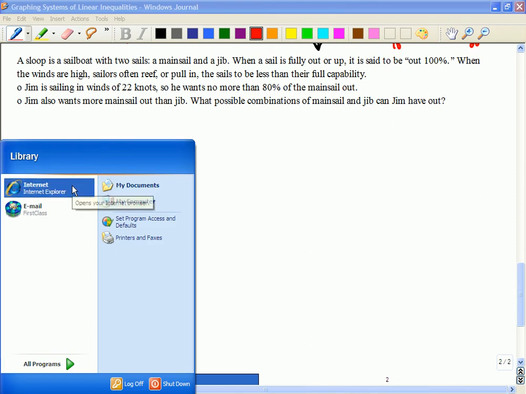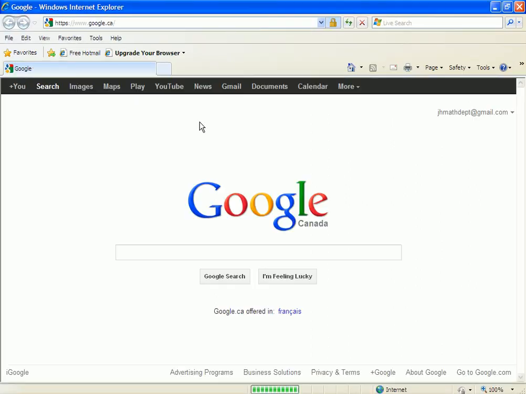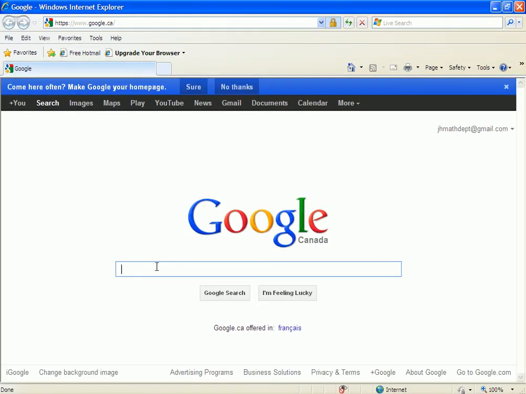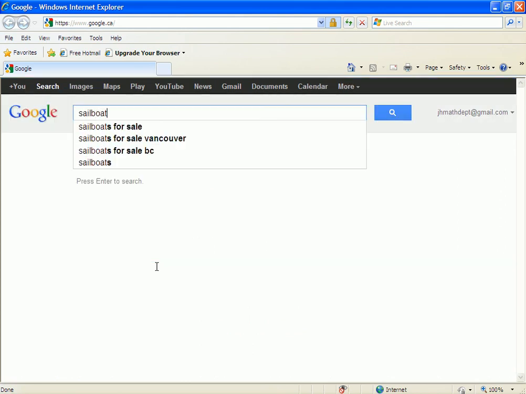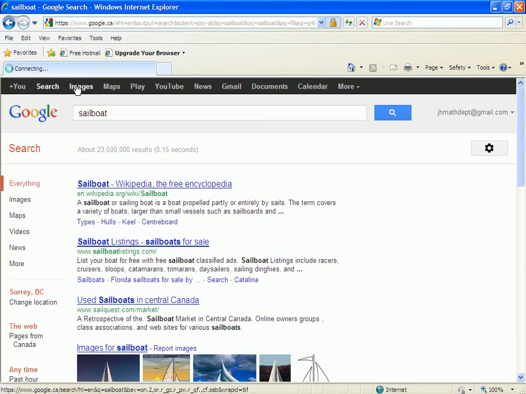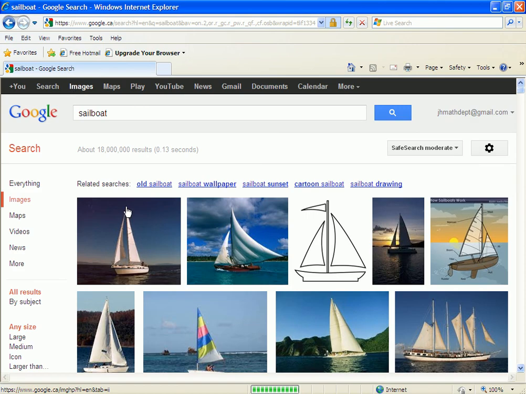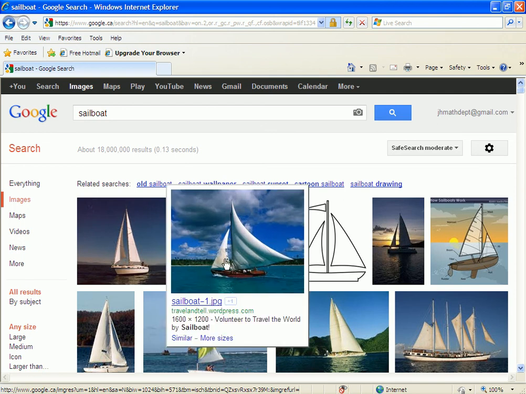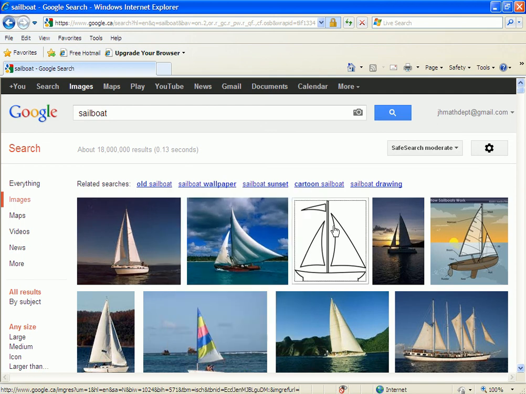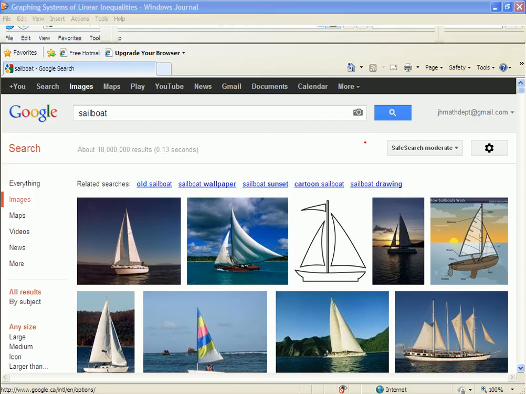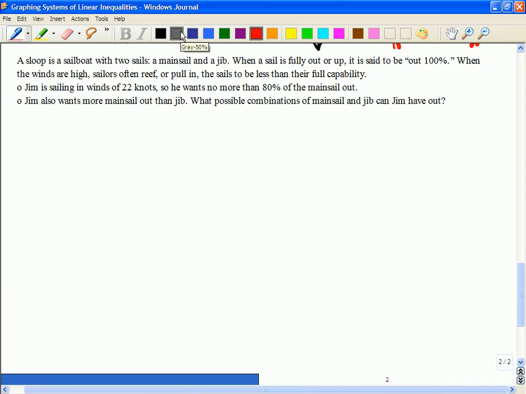Now, just so you know, are there any sailors here? I have a boat. Is it a sailboat? Well, if you don't know sailing that well, you're not alone. This is a mainsail, and this is a jib. So when you read the problem, that's what they're talking about, how much of the mainsail they're going to put out, or how much of that sail in the front. So there are 2 sails on the boat.